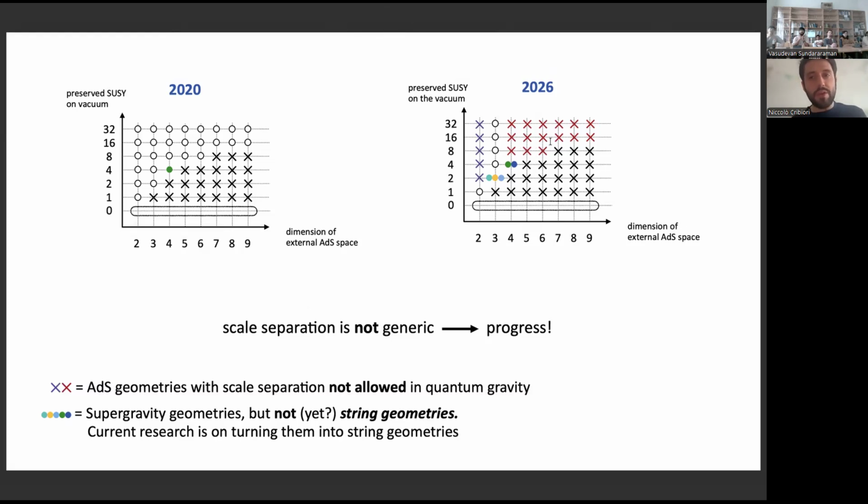And let me stress that whenever you see an X, as I was saying before, it means that these geometries are most likely not scale-separated anti-de Sitter geometries, but it doesn't mean that there is no anti-de Sitter vacuum. We know that, like AdS5 × S5 or other AdS7 × S3 vacua, we know this vacuum exists. It's just that they are not scale separated.